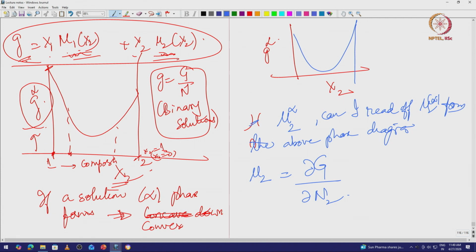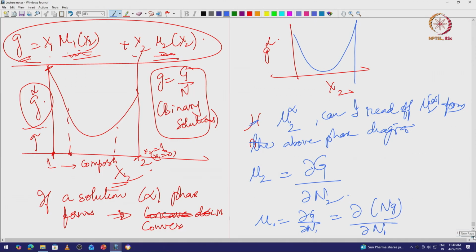Now, mu 1 is also equal to dou G by dou N1. In terms of, we want to write everything in terms of small g's now, that is dou N small g by dou N1, okay. All right.